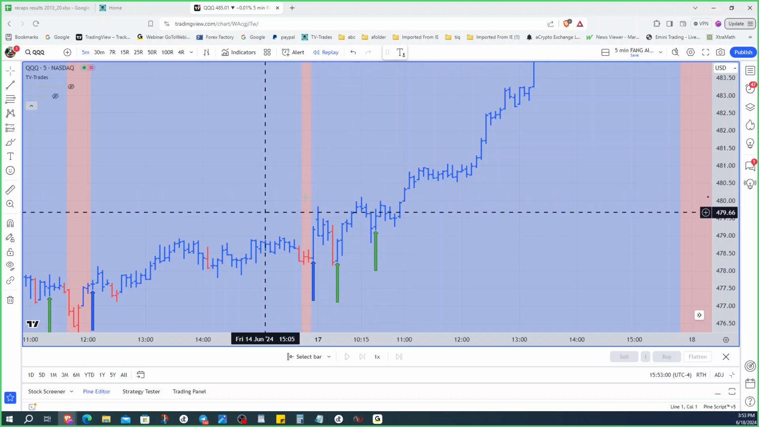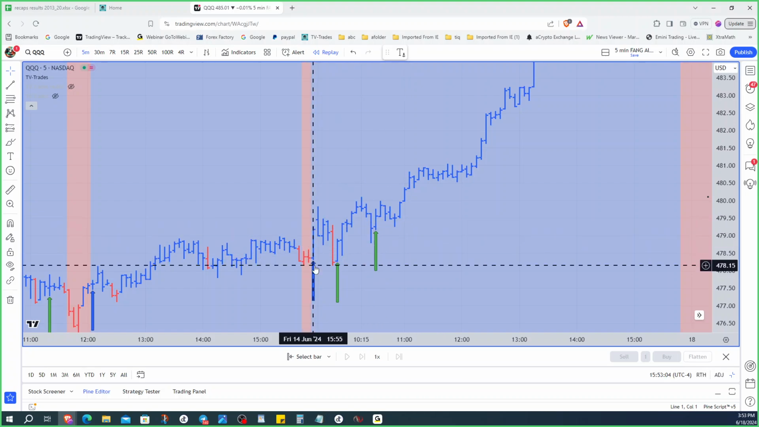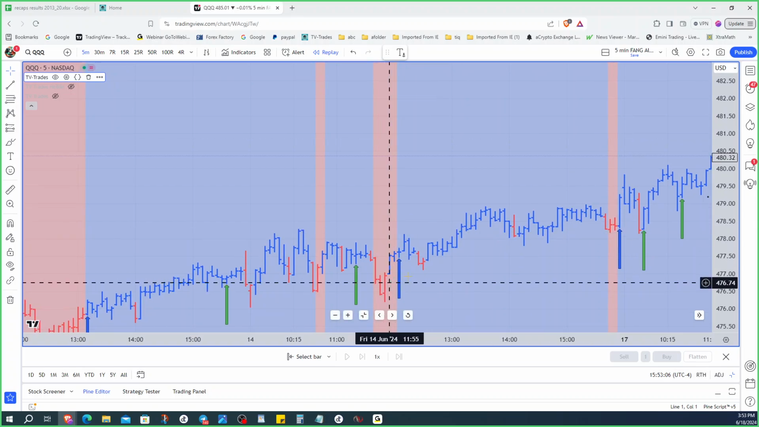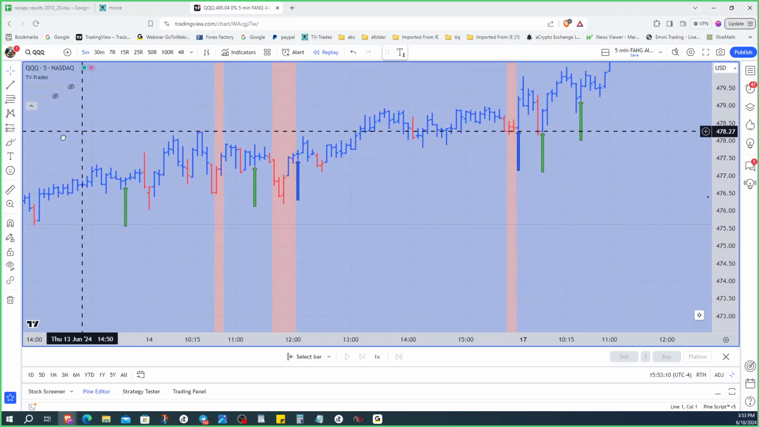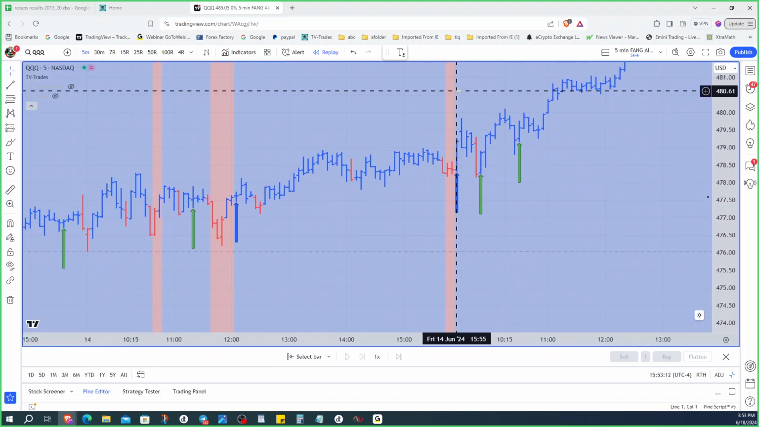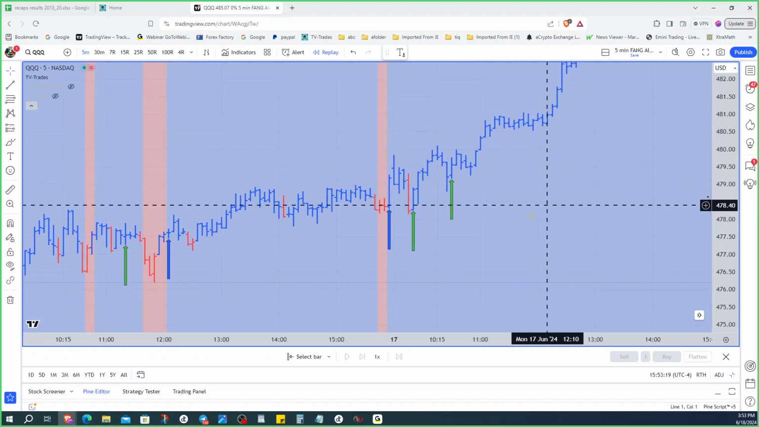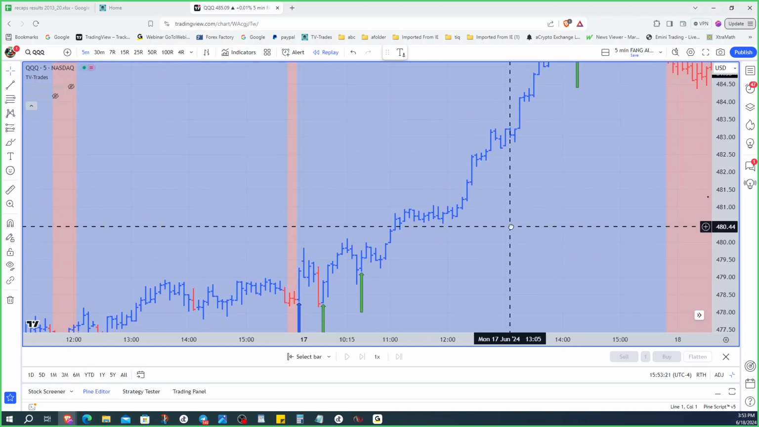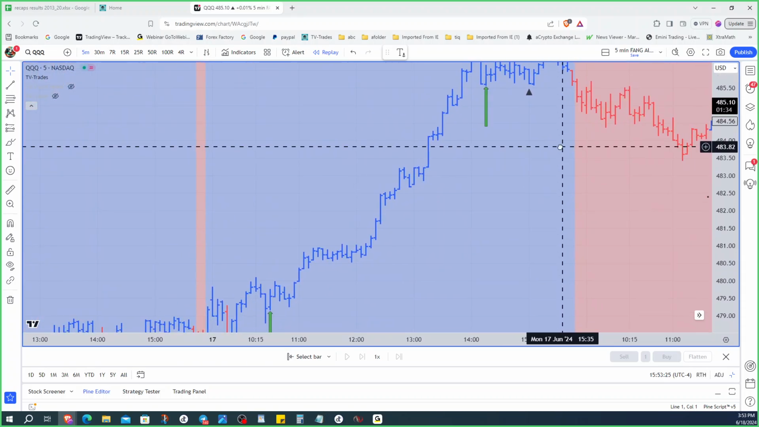Okay, it's great for the options, but I would focus more on the blues and the reds. Looking to buy puts when you get the reds, or selling calls when you get the reds, and looking to buy calls when you get the blues, or selling puts when you get the blues, or both. That's what I'd be looking more into. Okay.